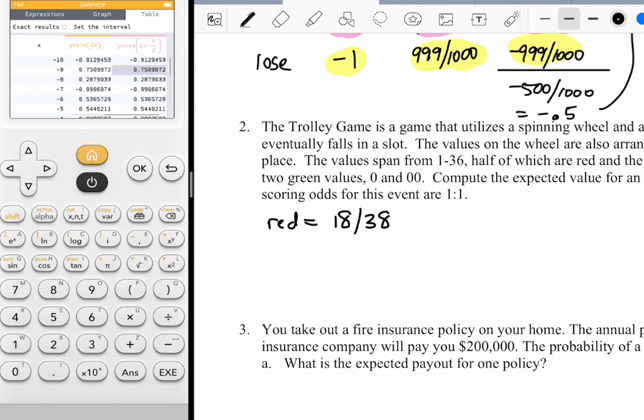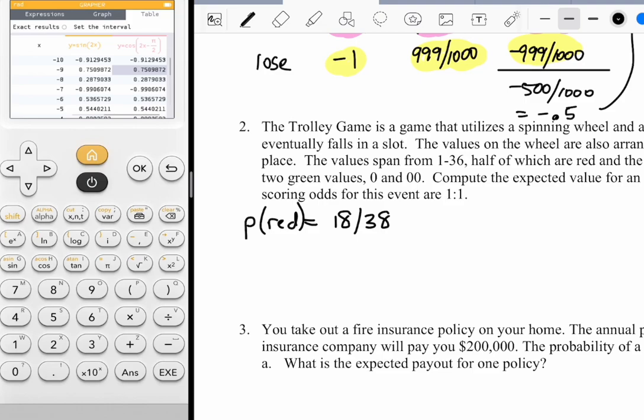18 are red, 18 are black, and 2 are green. So that means there's a total of 38 possible outcomes, 18 of which are red. So this is the probability of getting a red. What I want to know is what the expected value would be in the long run for playing this game and betting on red.